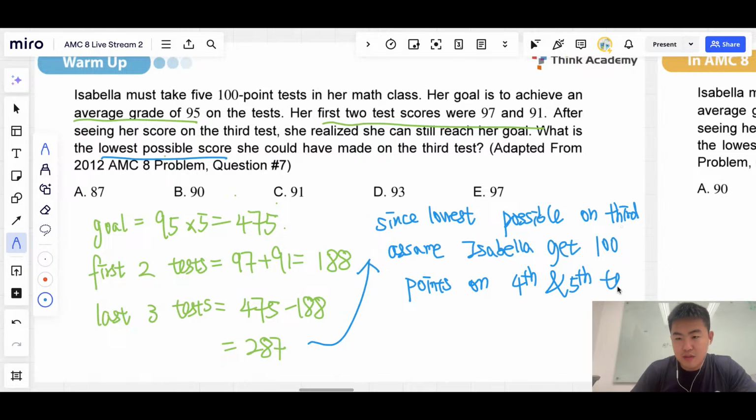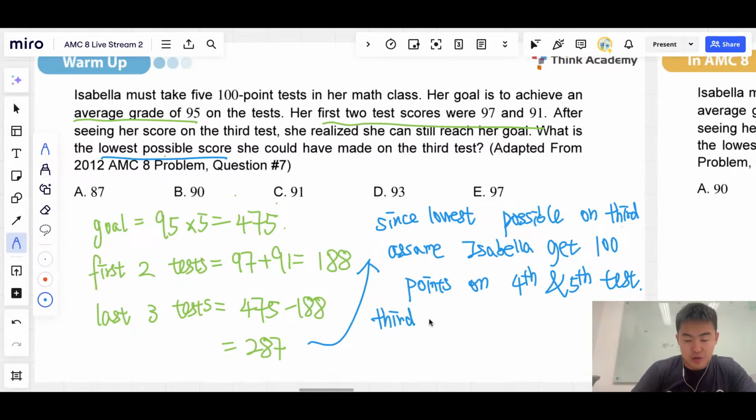Okay, so why are we doing this? Because in order to make sure the third test has a lower score, we need to make sure the last two tests have a higher score. So since it has a fixed summation, the total is fixed. Then if a total minus a very large number, the difference, the remainder should be very small. Then let's put that into practice.